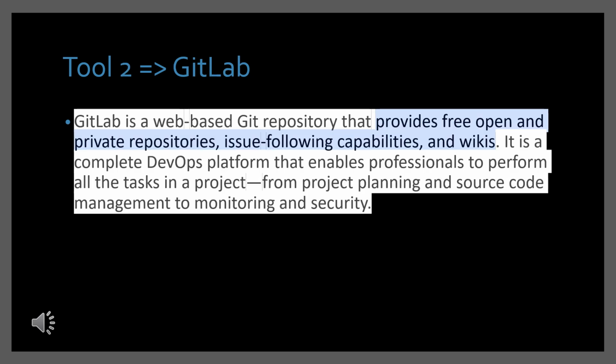The second tool in the list is GitLab. So GitLab is similar to GitHub. It is a web-based Git repository that provides free, open, and private repositories and issue following capabilities. It is a complete DevOps platform that enables professionals to perform all the tasks in a project, from planning to source code management, everything we can do with GitLab.